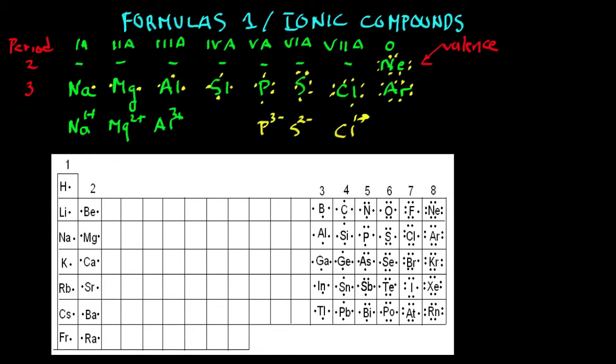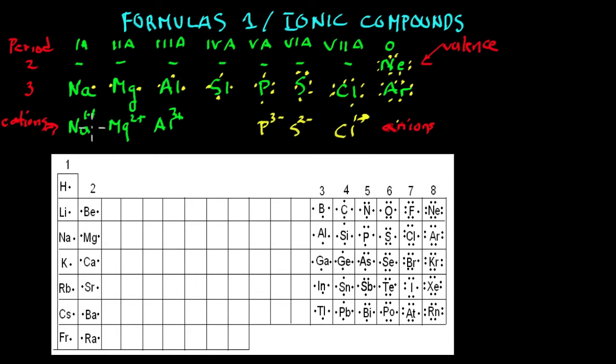These ions, the positive ions right here, are called cations. Good vocabulary word. Cations, attracted to a cathode. These ions over here are called anions. Negative ions, single negative ions, anions. All right.